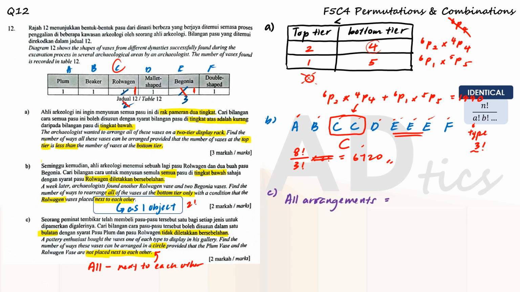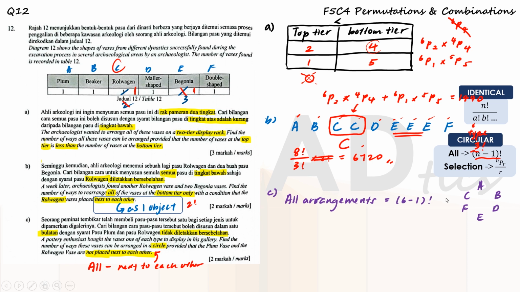Okay, so again, to find all arrangements, let's represent each of the faces with a letter. As we know, for a circular arrangement of all, we need to use this formula, n minus 1 factorial. So n here means the number of faces that we have, so here we have 6. So it's 6 minus 1 factorial, and we will get 120. Okay, so this is done.